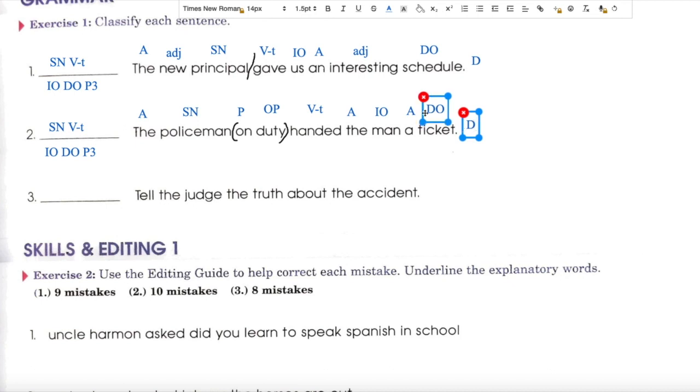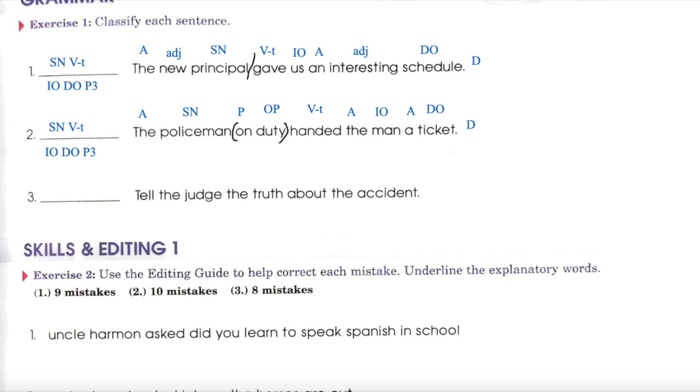Let's divide the complete subject from the complete predicate. The policeman on duty is the complete subject, and we know that because here's the verb, handed. So the rest is predicate.